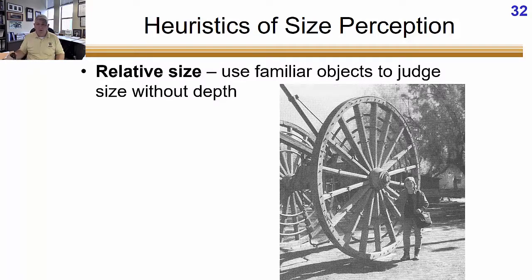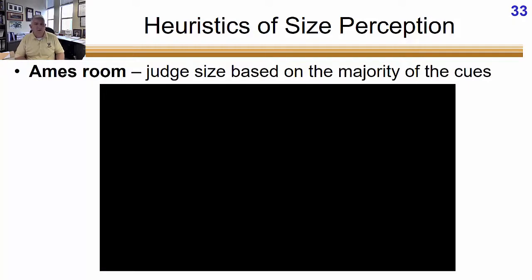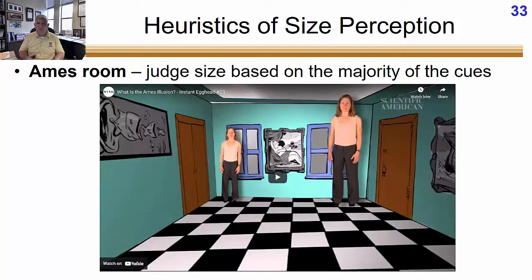People probably aren't that much smaller, right? Because if that was a 4-foot wagon wheel, that grown person would have to be 2 feet tall, right? And that just doesn't match with the perspective, right? So we can use cues that we're familiar with in order to judge size.